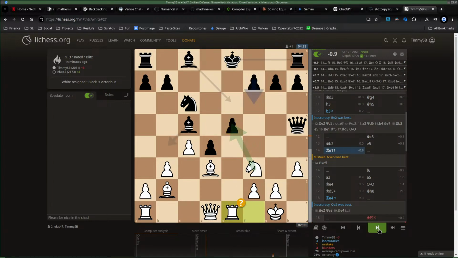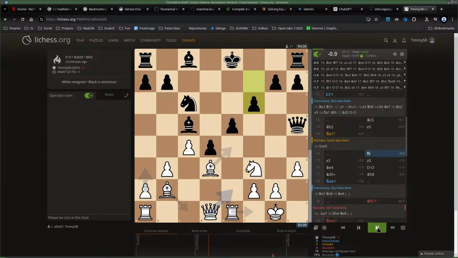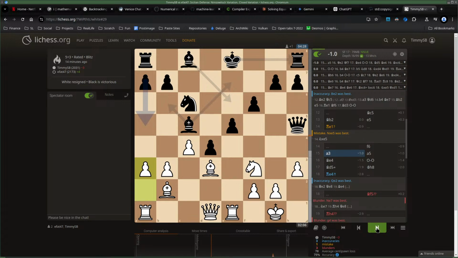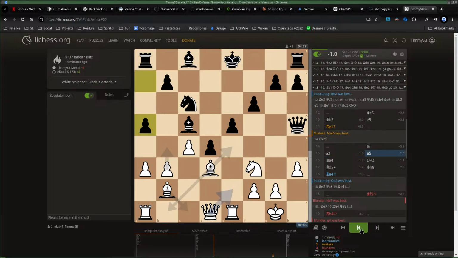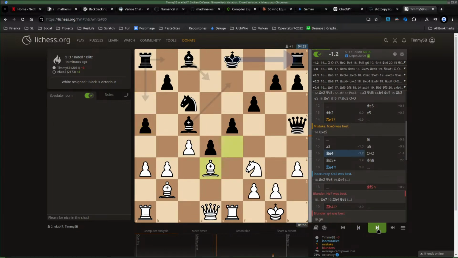But instead I push the rook, question mark. Now there is no taking anymore. That's also bad. It's already bad.